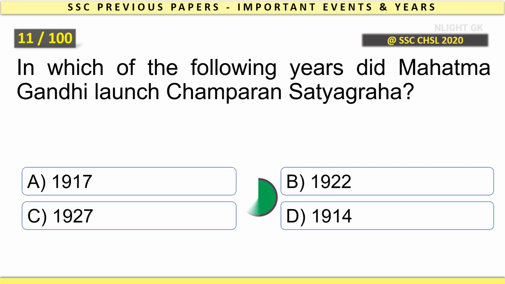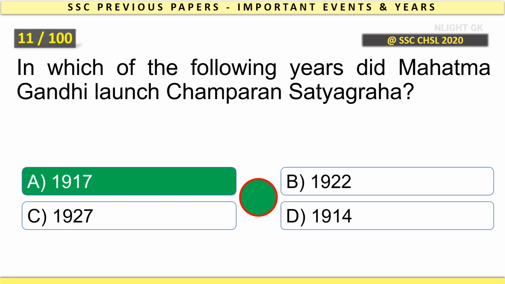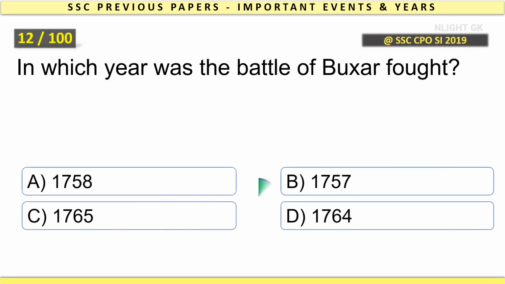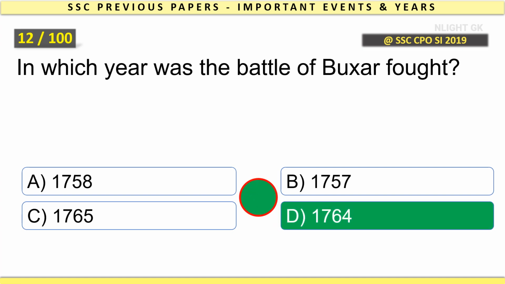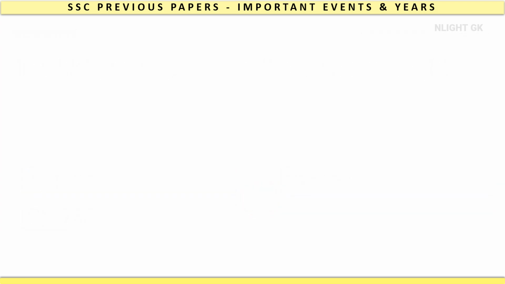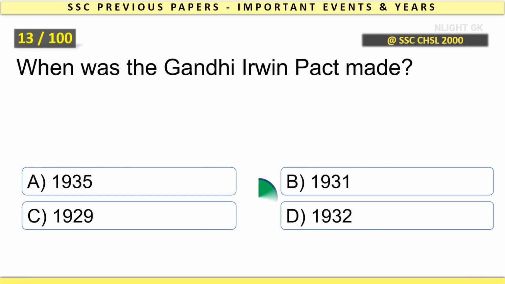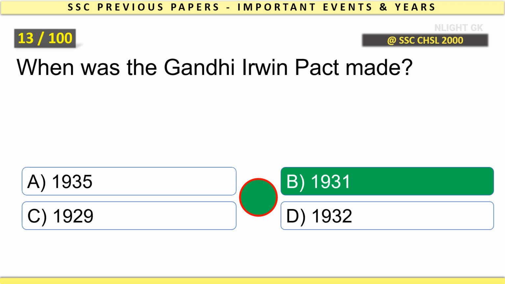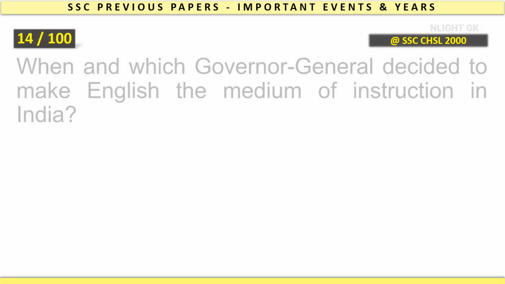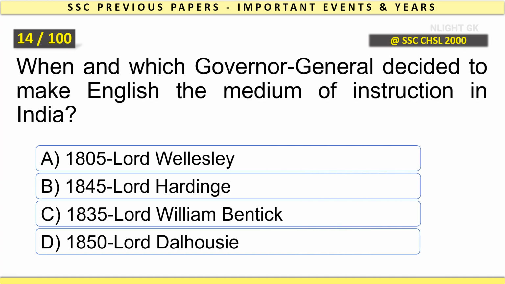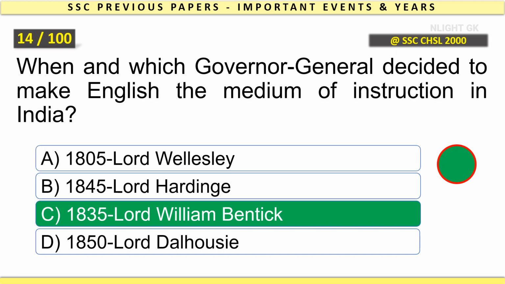In which of the following years did Mahatma Gandhi launch Champaran Satyagraha? In 1917. In which year was the Battle of Buxar fought? In 1764. When was the Gandhi-Irwin Pact made? 1931. When and which Governor General decided to make English the medium of instruction in India? 1835, Lord William Bentinck.